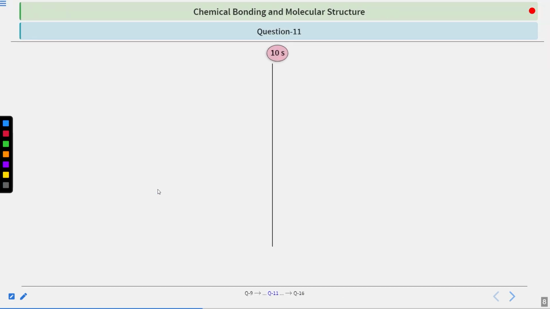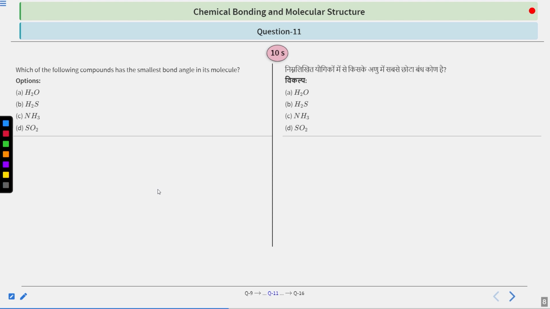Question number 11 says, which of the following compounds has the smallest bond order in its molecule? Your options are A, H2O, B, H2S, C, NH3, and D, SO2. So you have 10 seconds to solve this question. Your time starts now.